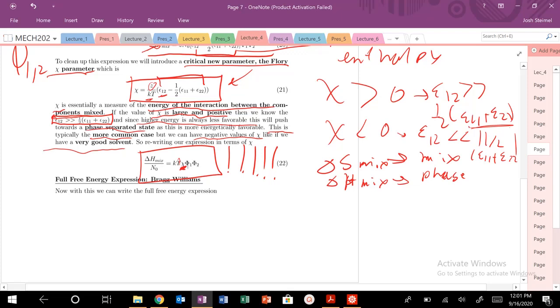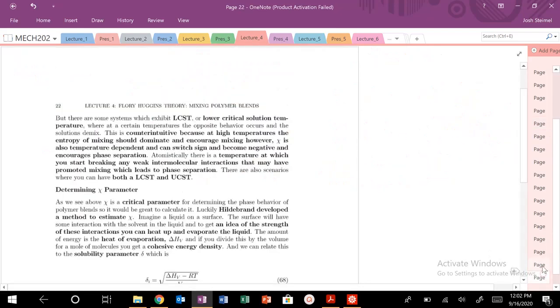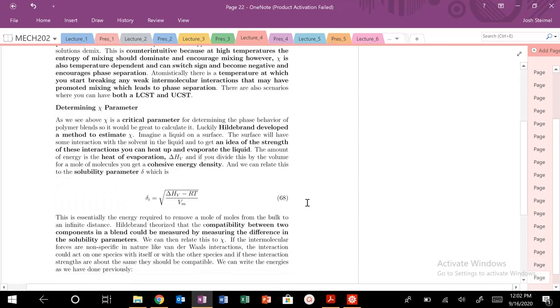Into the full free energy expression, one of the questions you may ask is, Professor Simel, how can we calculate chi? Because typically we're not going to know exactly this energy, and that energy might change as a function of different parameters. One of the ways that you can experimentally determine chi is basically done by Hildebrand. At the very end of this lecture, we give some supplementary information about how you determine chi parameters.